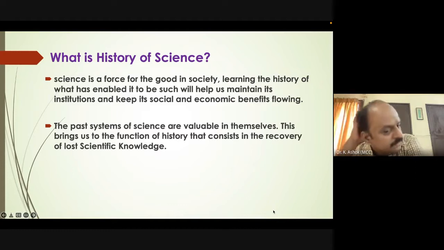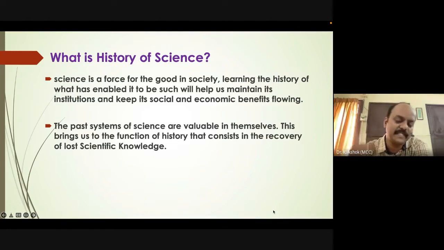As you all know, if any scientific experiment has to be taken up, they will not do it just like that. They will go back to the past. What were the experiments that were undertaken in this field previously? They want to know about the input and the output of the past scientific experiments, based on which they will carry out the experiment. So history of science helps us to recover the lost scientific knowledge.